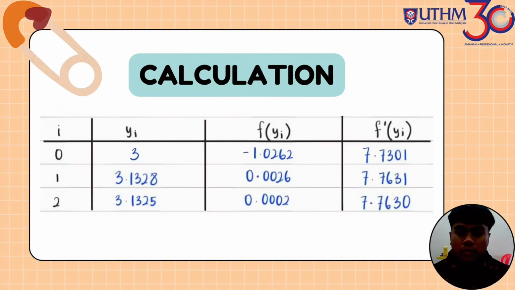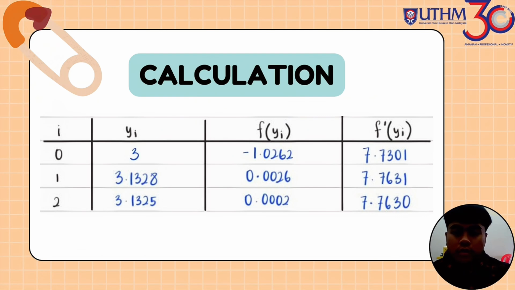So here is the table of the calculation for the Newton-Raphson method. Firstly, the calculation starts with the value of y, which is 3, and this value is inserted into the equation of f(y) that was already obtained before. The value is negative 1.0262. Lastly, we insert the value of y equal to 3 into f prime of y, and we obtain the value of 7.7301.